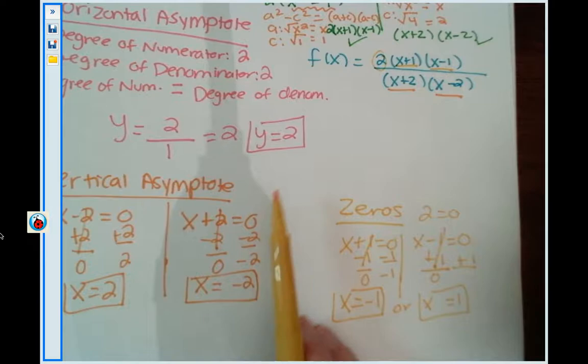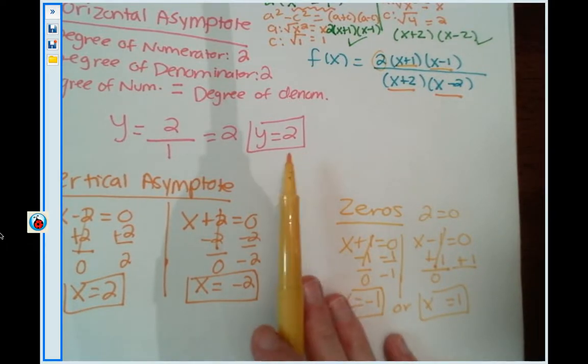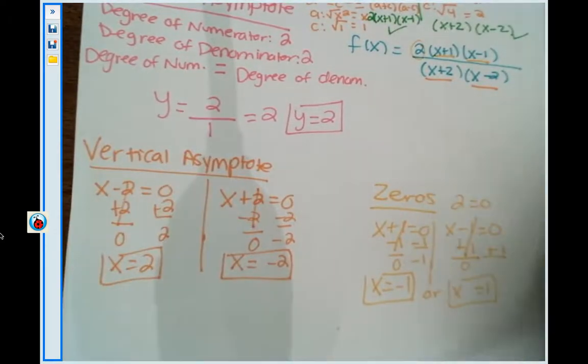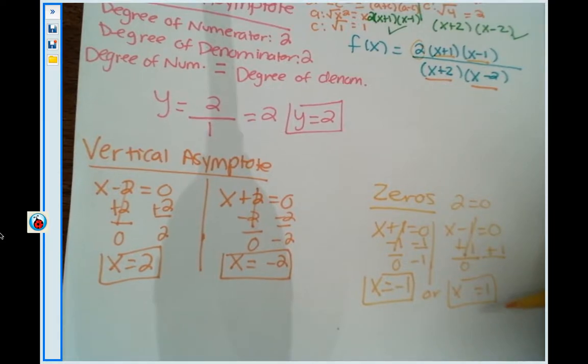So we have a horizontal line at y equals 2. That's an asymptote. We have 2 vertical asymptotes at x equals 2 and x equals negative 2. And we have 2 zeros at negative 1 and 1.